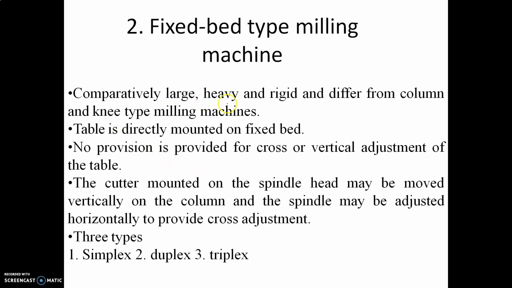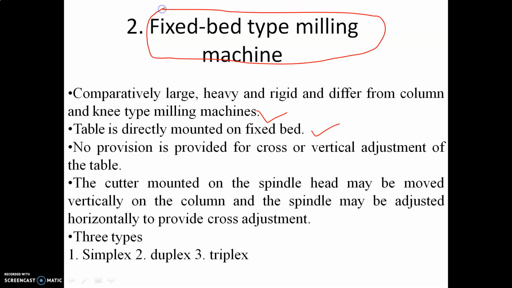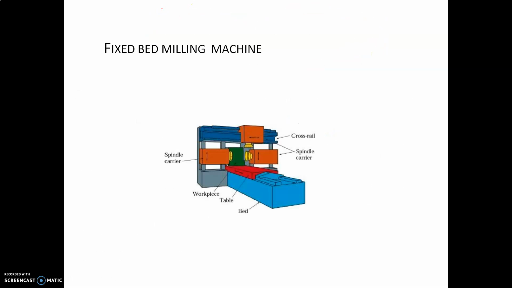So comparatively large, heavy, rigid and difference of column and knee type milling machine, the table is directly mounted on the fixed bed. No provision to provide the cross vertical adjustable table. The cutter mounted on the spindle head and to be moved vertical on the column and spindle may be adjustable. Horizontal provide cross adjustable. Three types: simplex milling machine, duplex milling machine and triplex milling machine. So in fixed bed type milling machine, the bed is fixed. It cannot be moved. But cutting tool can be adjustable here.